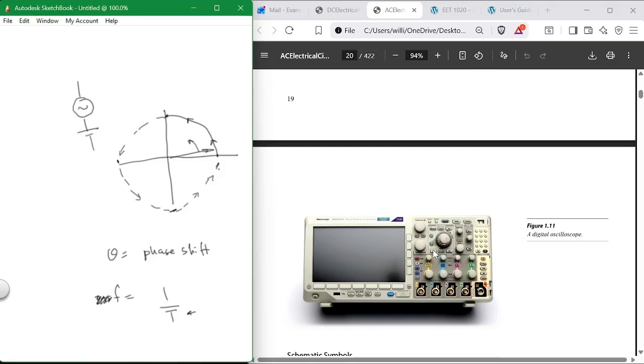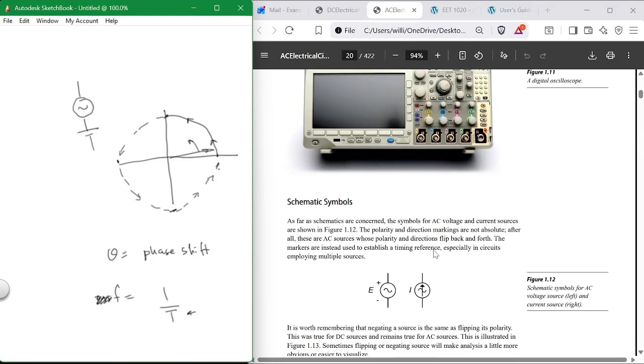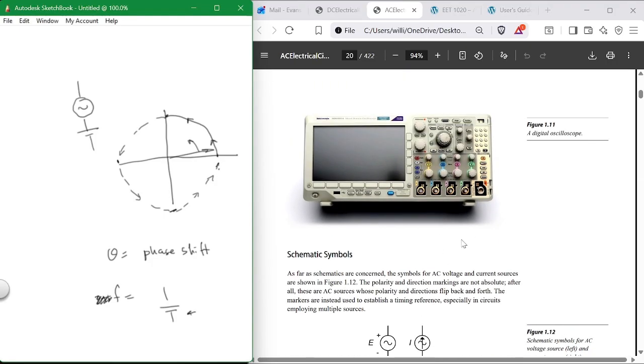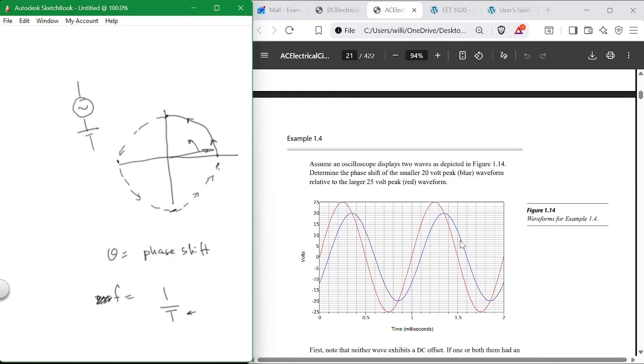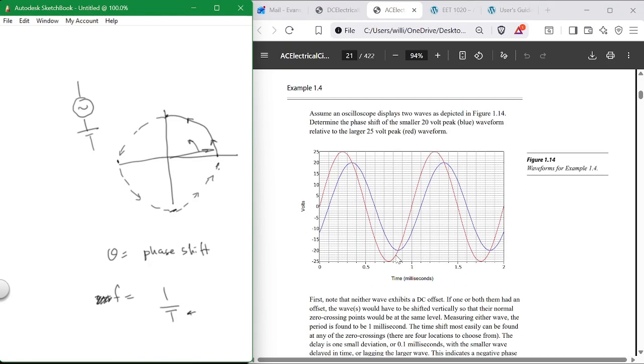So, this is not the one you have, the one that's in the book, okay? And you will have 2 waveforms, and you will see the phase shift, okay? And you will build circuits that will do this exact same thing.